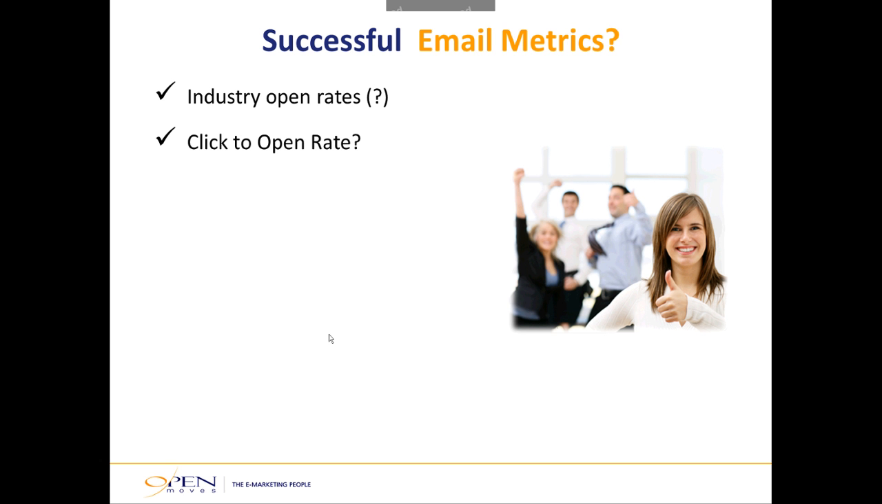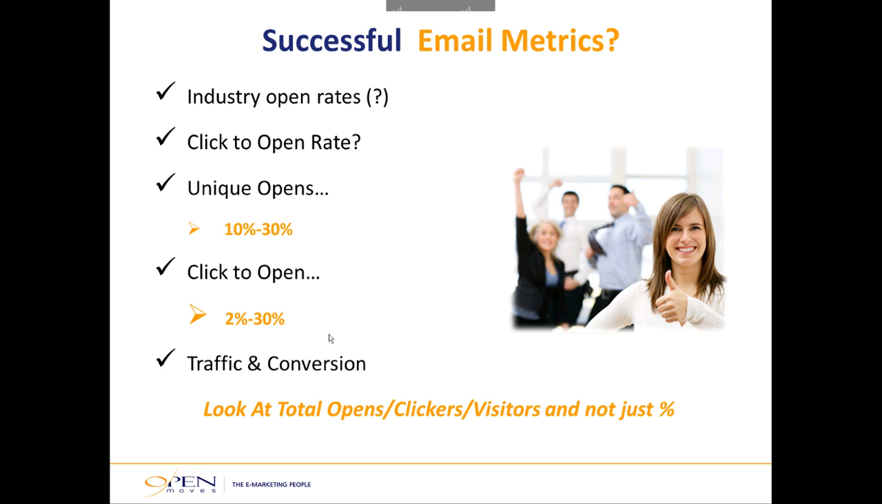So, let's say that now you're sending these emails out. What is reasonable and what is great performance? And we typically measure emails by open rates, click-to-open rates, and a few other parameters. So let me share that with you. So typically, the unique opens, in other words, we know that you opened an email versus someone else. Typical results are somewhere between 10 to 30%. So if you're in that range, you're doing well.